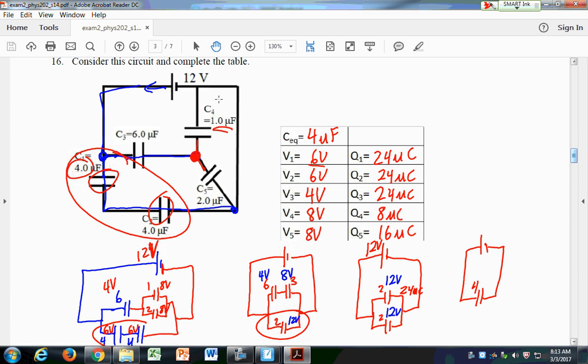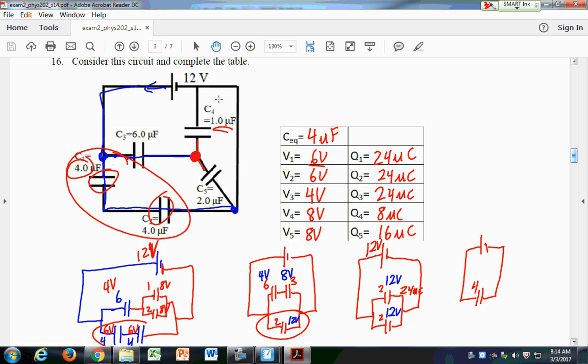Jesse? What's up with the 6 microcoulombs and 4 volts with 3 volt? I thought you said that the big capacitor has that. Did I say that? The smaller capacitor has the bigger voltage. It's different for resistors. And fortunately, we don't have resistors on this test. But the smaller capacitor has the bigger voltage.